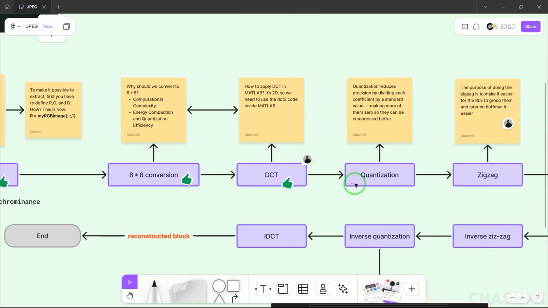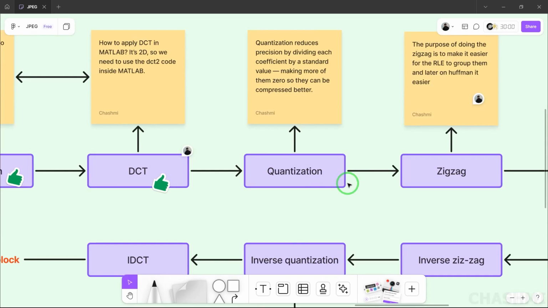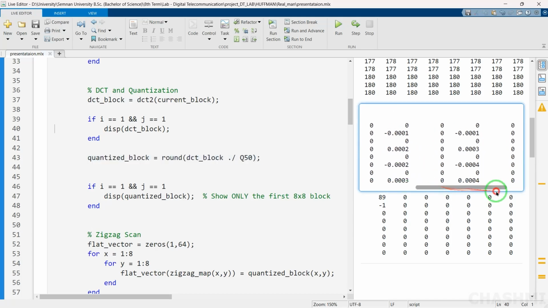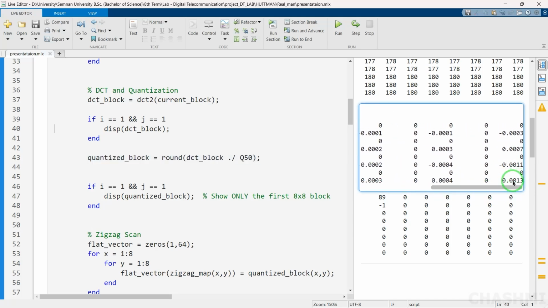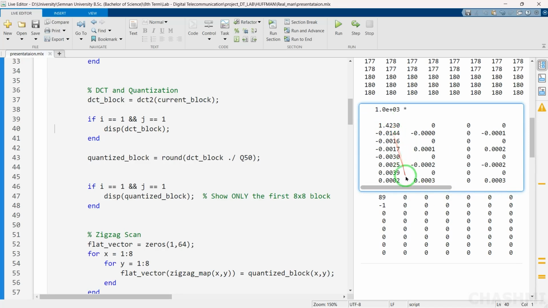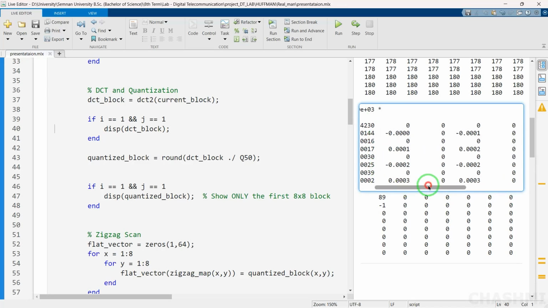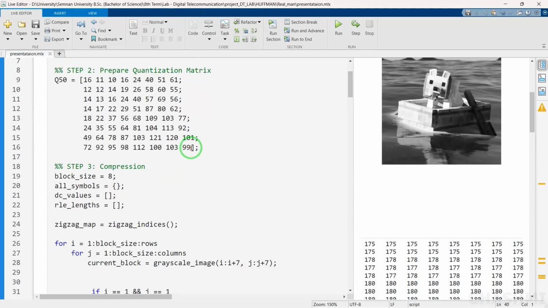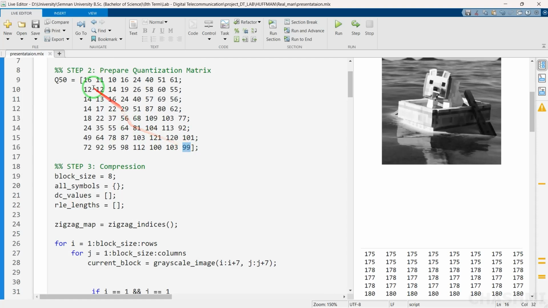Okay, let's go back to the roadmap. Look, in quantization, we try to reduce the precision by dividing each coefficient by a standard value, making more of them 0 so they can be compressed better. So imagine we have many values over here, like higher frequency values. That's the 64 by 64 value, the last one, and the first one is 1 by 1. If we look at them, you can see there are very low values in here. And if I divide them with these values, which are the higher frequencies here and the lower frequencies here, these values, as you can see, are so huge, compared to here, which is so small.